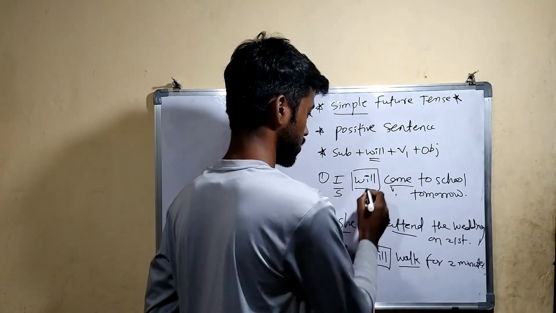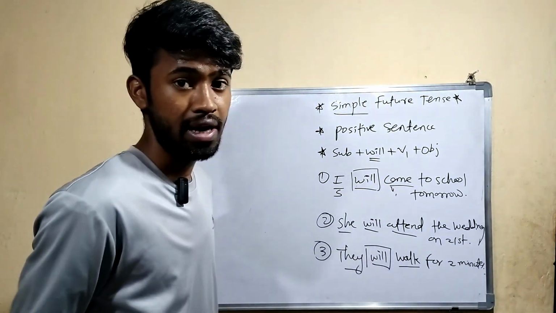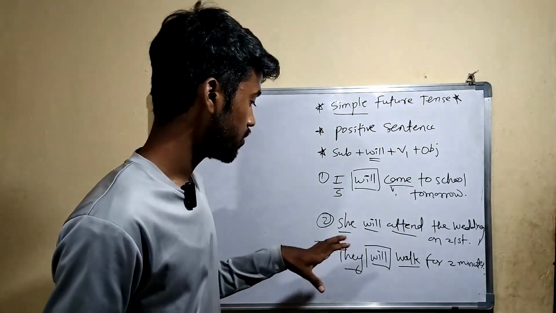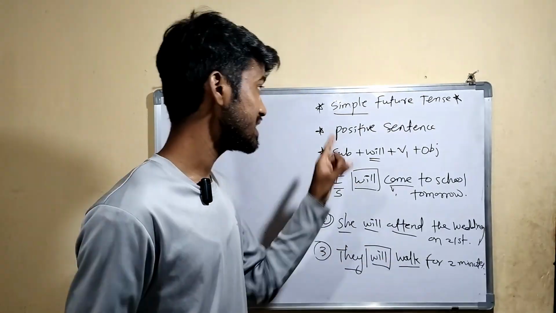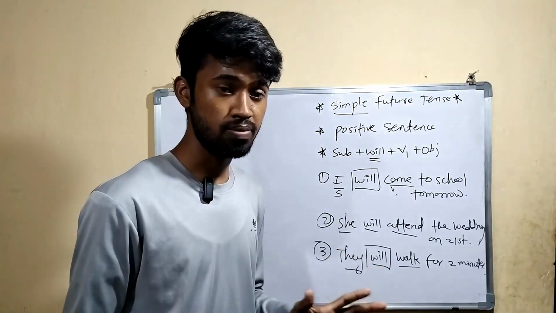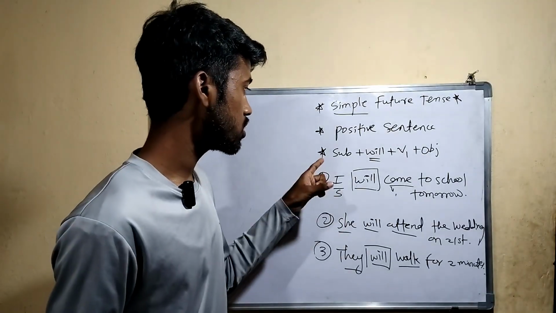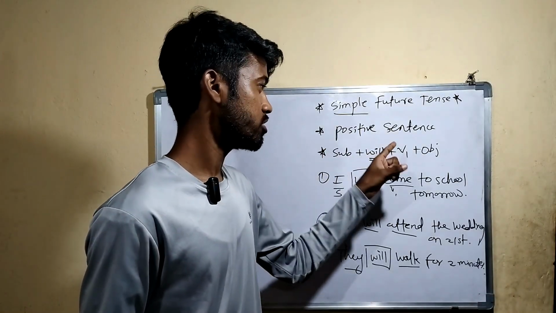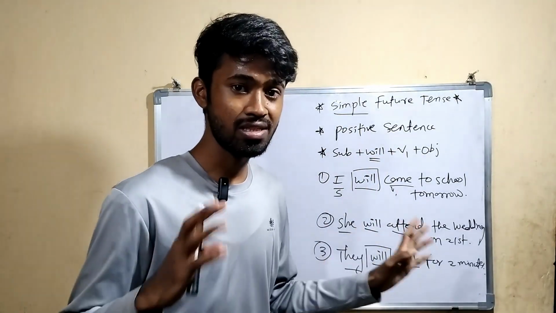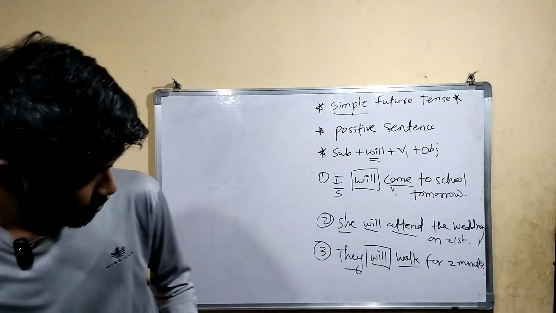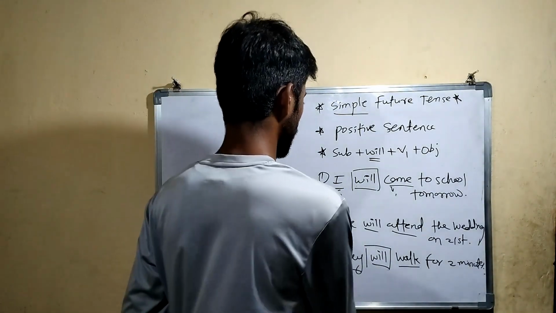Okay, so with singular and with plural, with both the subjects, we are using will as helping verb in simple future tense. Okay, you understood up to this? And what is the structure? Subject plus will plus first form of verb plus object. Okay, this is the structure. Now let's see a few more examples.